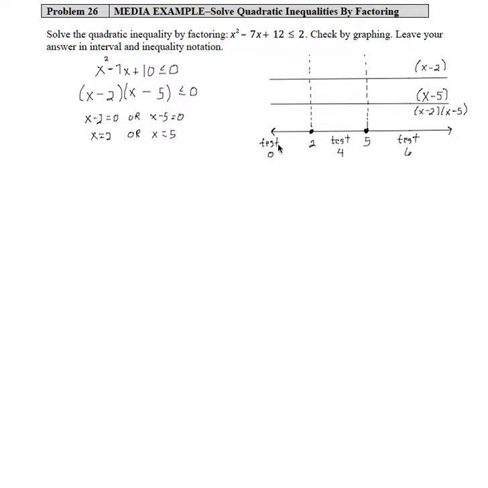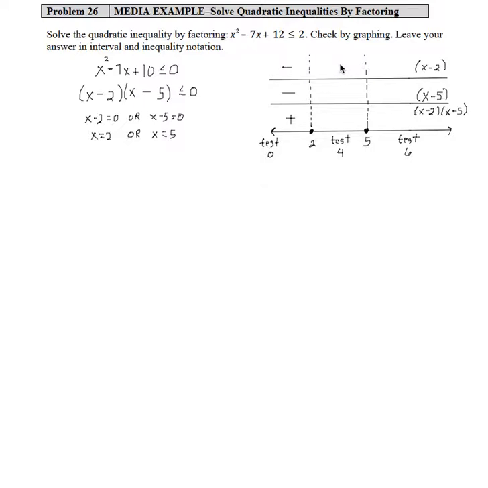I've written some test values, so I'm going to test the value of x equals 0. 0 minus 2 is negative. So at every x value in this region, x minus 2 would be negative. 0 minus 5 is also negative. A negative times a negative is a positive. So the product, x minus 2 times x minus 5, would be positive for every value of x in this region. Going to the in-between region, I'm going to test 4.